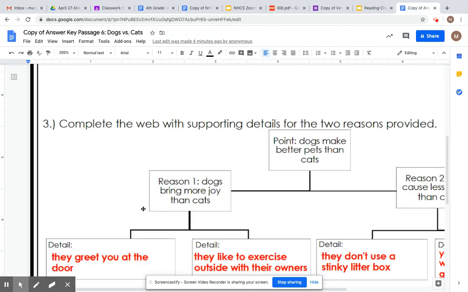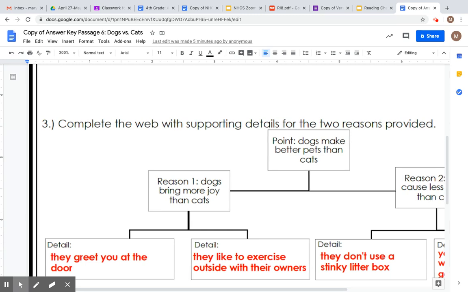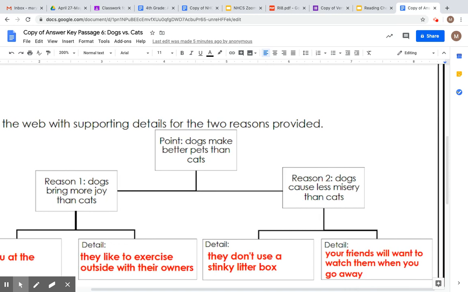So I found that dogs bring more joy than cats because they greet you at the door. And dogs bring more joy than cats because they like to exercise outside with their owners. And then if you want to pause the video to check yours, that's fine. I'm going to move on over here for reason two.